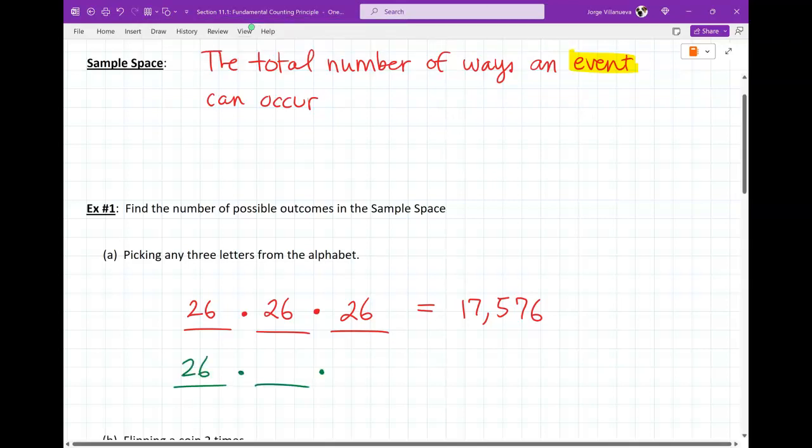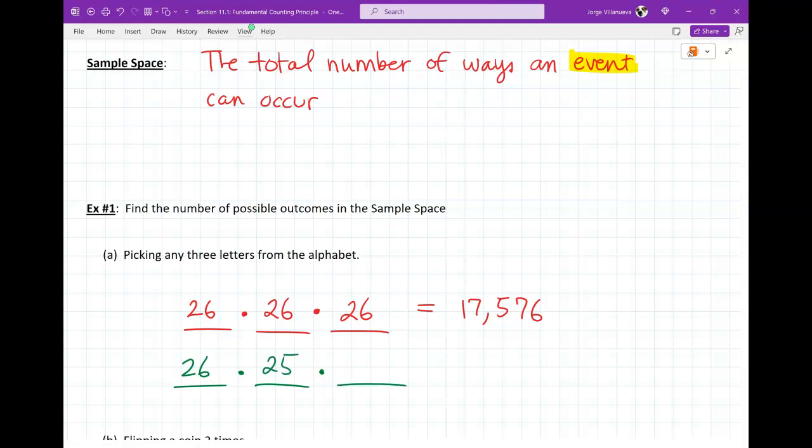26. And we said the second one would be 25. What would the third one be? You only have 24 options, because if you already picked A and B, you can't pick them anymore. So how many letters are left? Well, only 24, right? So if I multiply 26 times 25 times 24, that comes out to 15,600. Okay? So that's how many ways you can pick a letter from the alphabet without repeating.